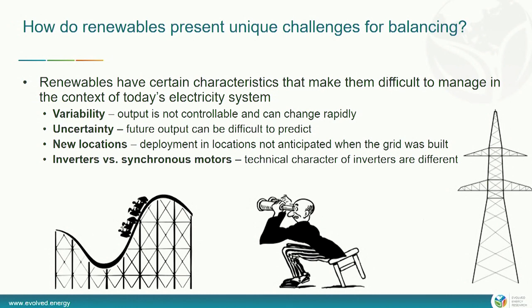New locations, so we could, more or less, put generation in places that we wanted to before. Now we're really constrained by the best renewable sites. And then finally, inverters versus synchronous motors. They're just technical characteristics of renewable generators that the grid is not used to handling.